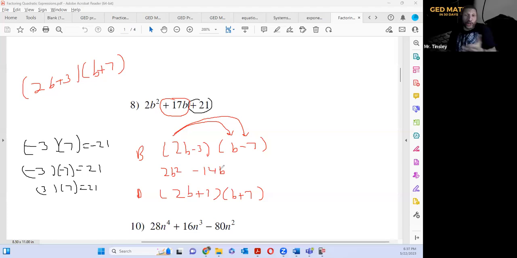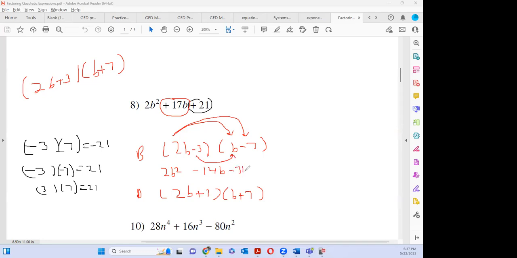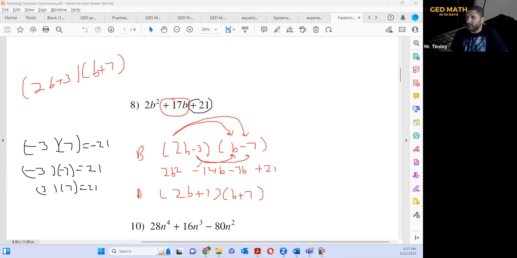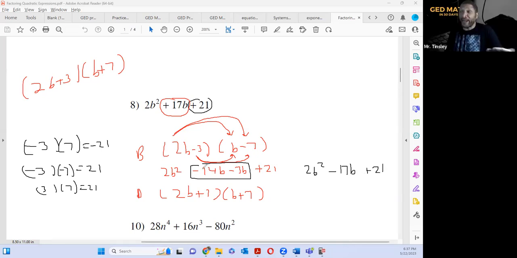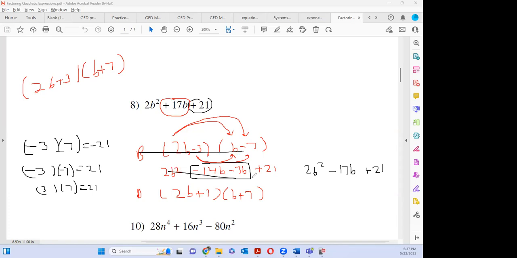So I already know it can't be this one, but I'm going to do the whole problem. Minus 3 times B is negative 3B. And then minus 3 times minus 7 is plus 21. Now, we have to combine like terms. What's minus 14B and minus 3B? That's negative 17B. So right away, if you're used to multiplying binomials, when I got that minus 14B, I already knew it wasn't B. That's not the answer, right?